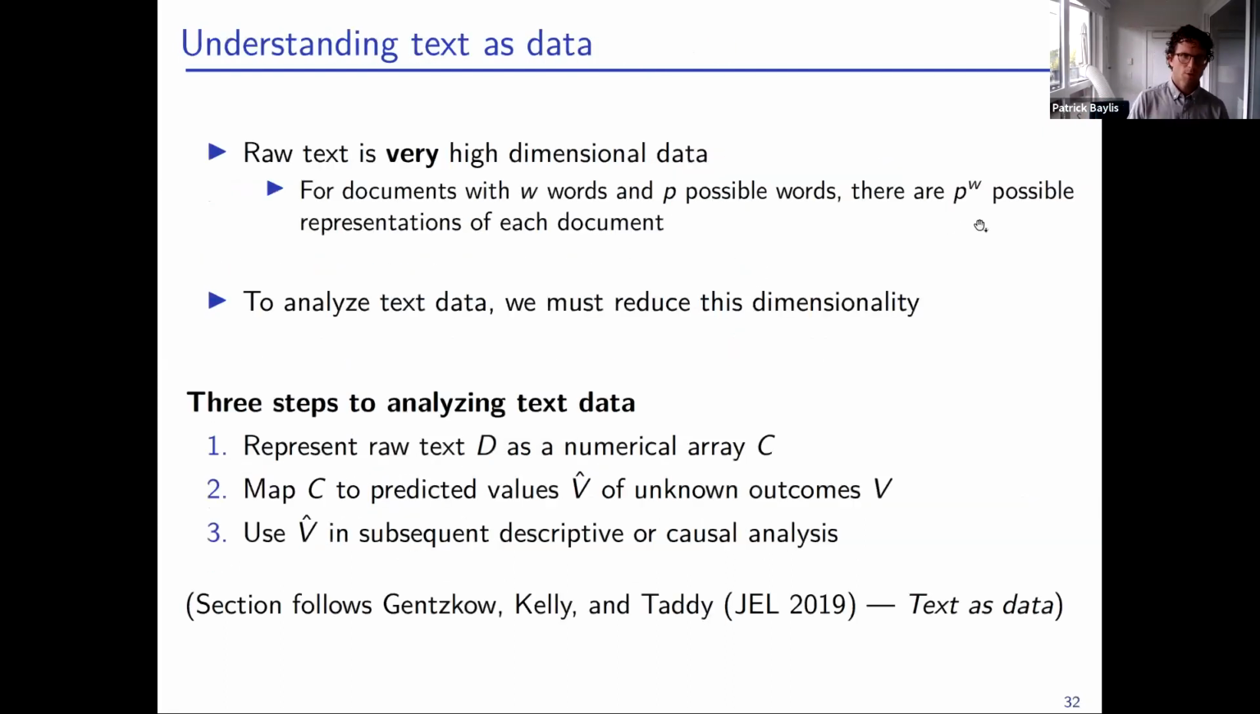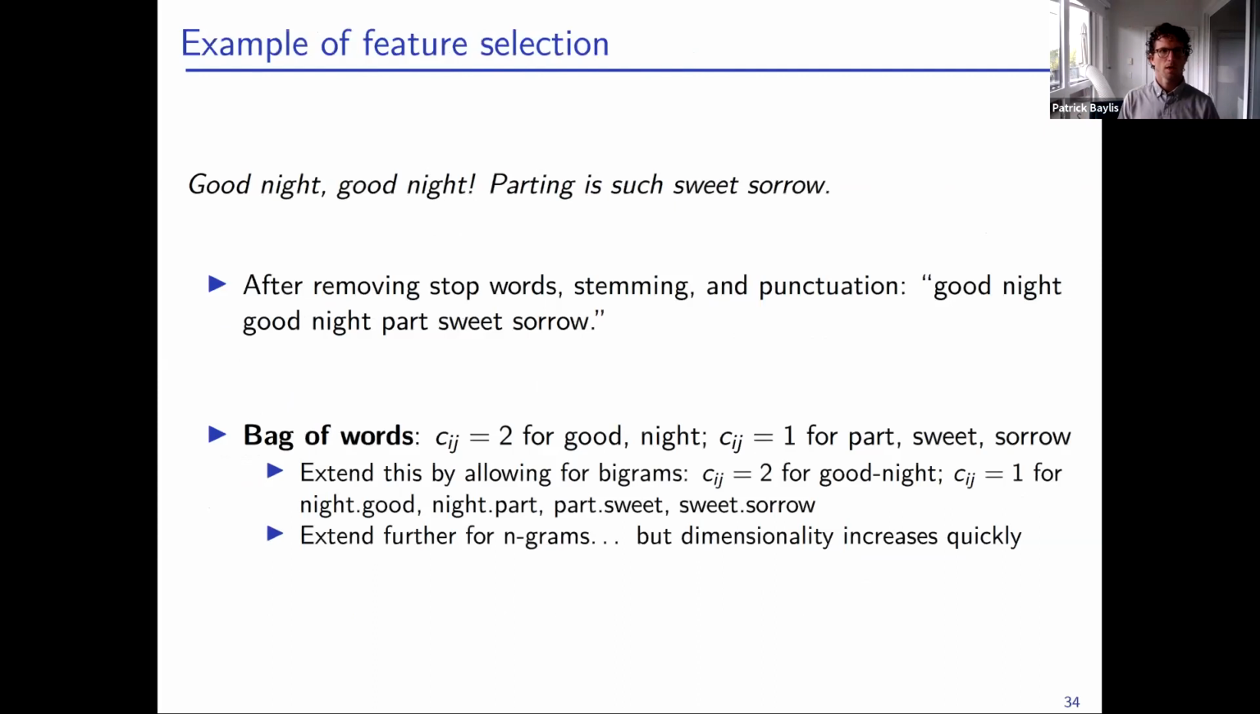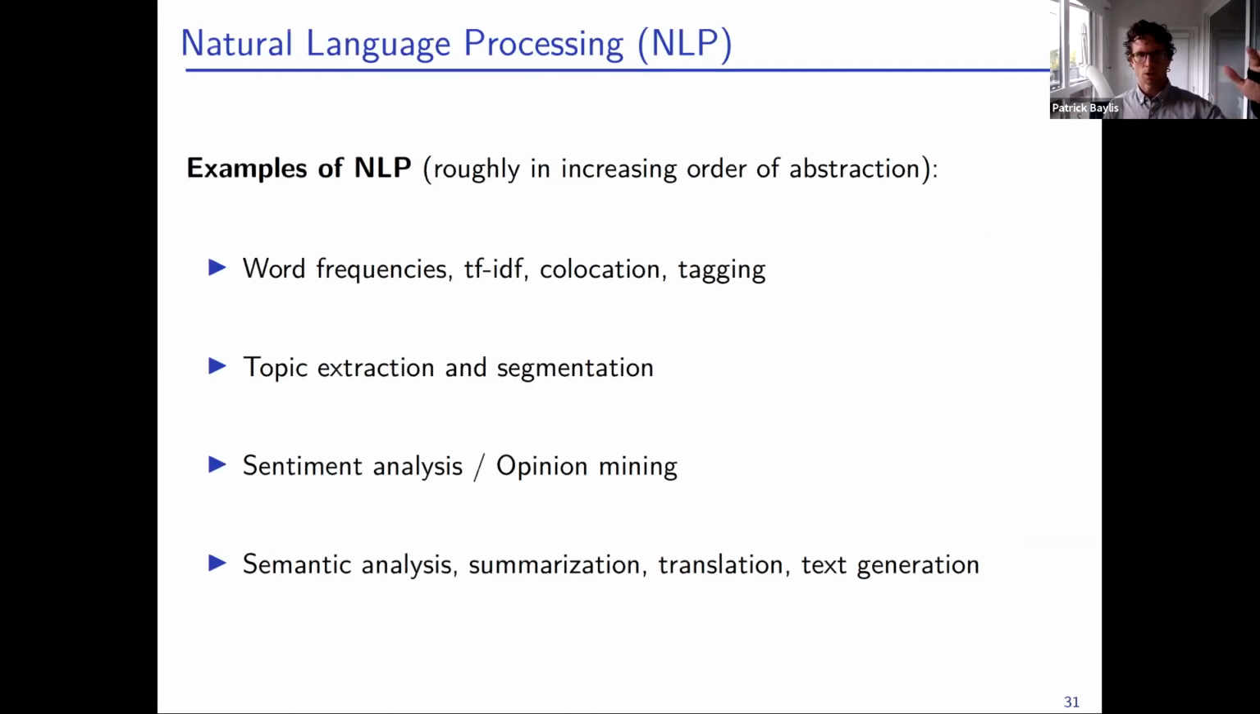So natural language processing, sorry, full disaster on presentation slides. Natural language processing is a huge range of techniques. Here are some, ranging in increasing order of abstraction, from least abstract to most abstract. You might think about word frequencies, TF-IDF, co-location or tagging, which are very rough descriptions of whether words are in text and how they co-occur.